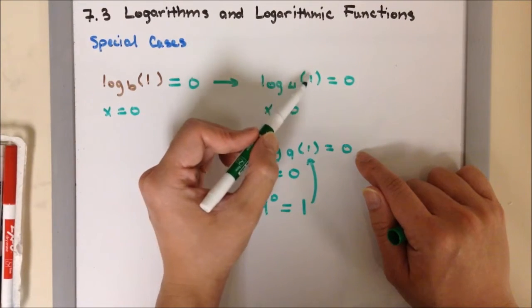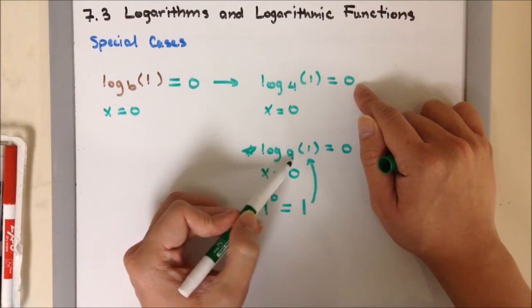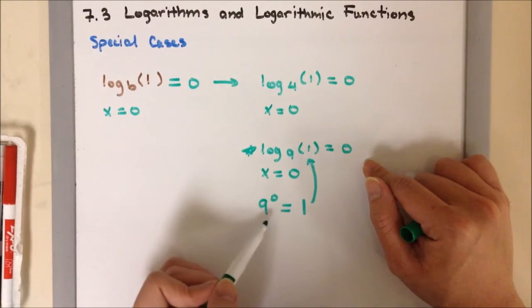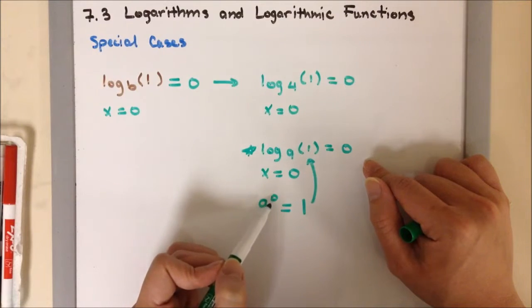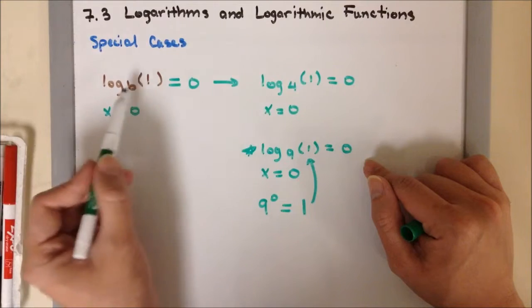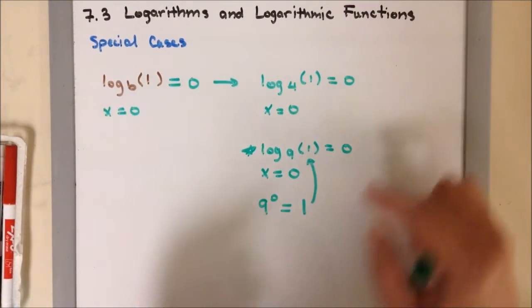Log base 4 of 1 equals 0. Log base 9 of 1 equals 0. Again, this is from chapter 5, where any base to the 0 power will equal 1. So therefore, when you have a log in this format, then it will equal 0.